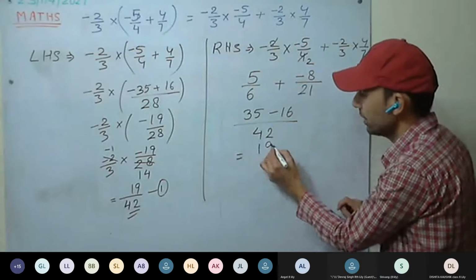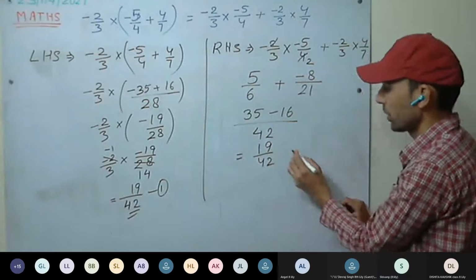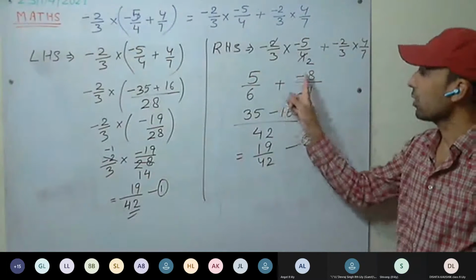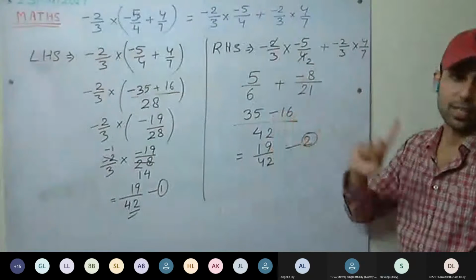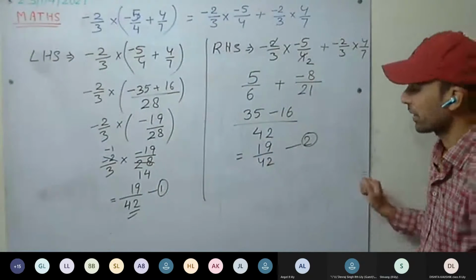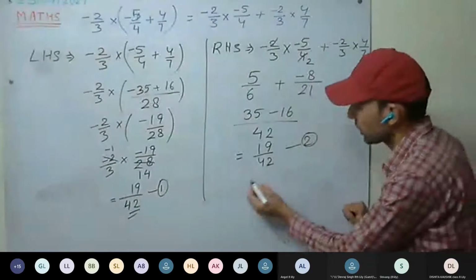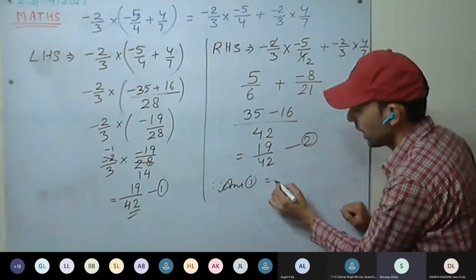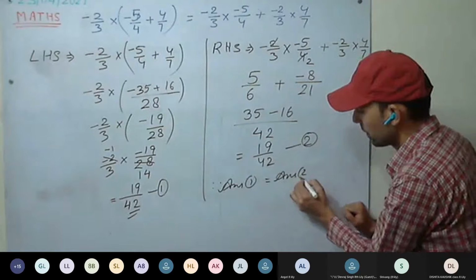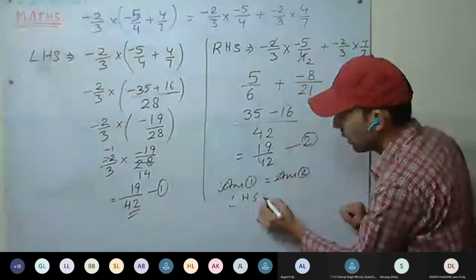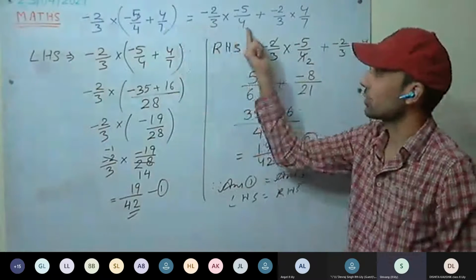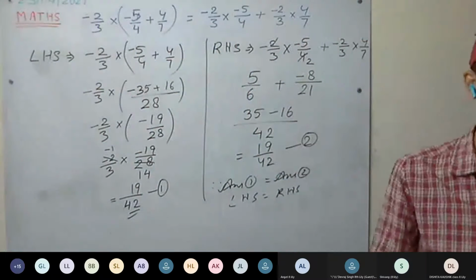How much are we getting? Minus 16. 19 upon. Okay. This 19 is our upon 42. So always check, always take care of negative numbers. Negative, you have to take extra care. Always remember. Therefore, answer 1 equals answer 2, LHS equals RHS, and hence proved. Understood this one?